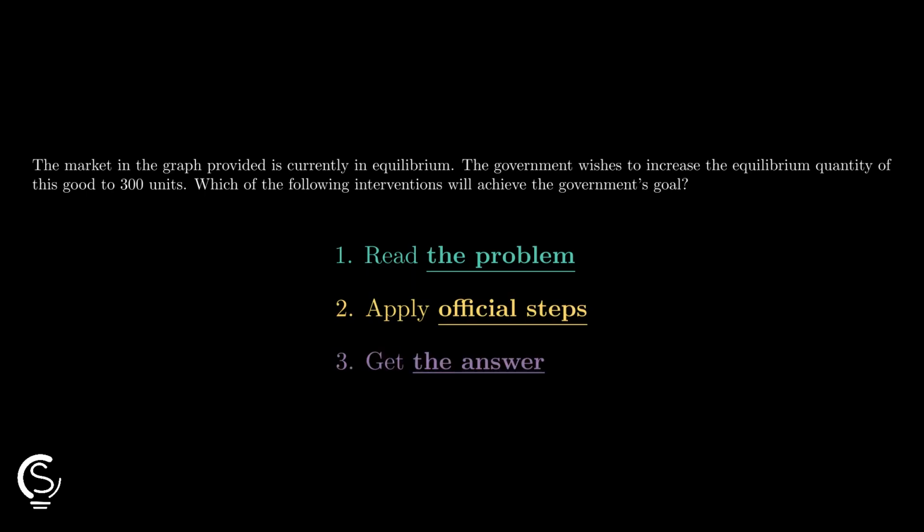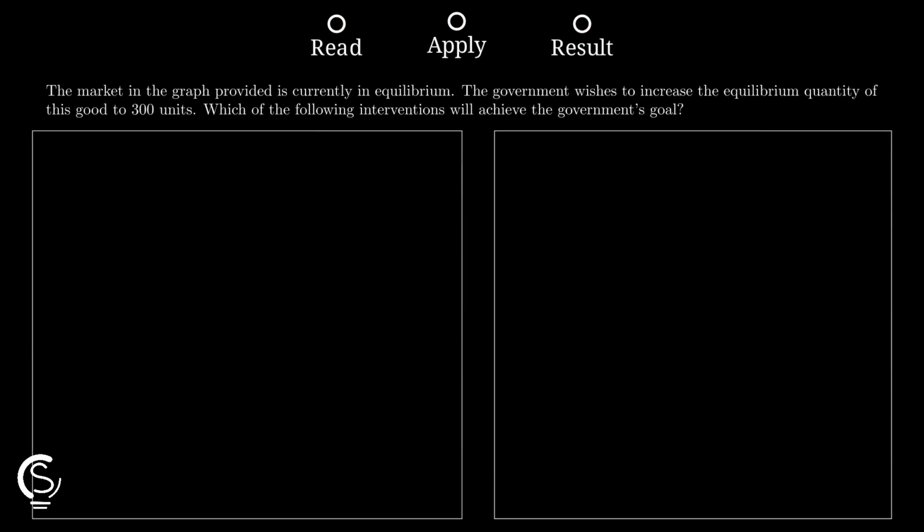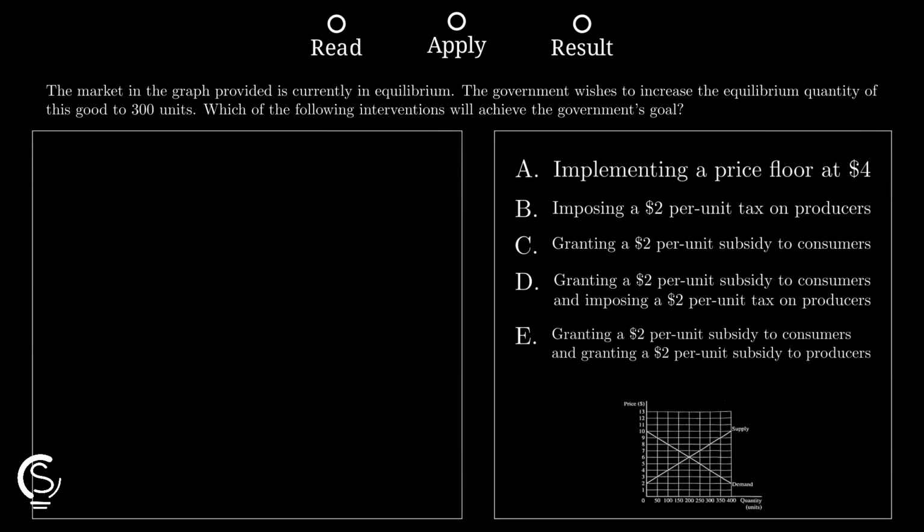Equilibrium questions get easy fast when you track how each policy shifts incentives, then check which intervention actually pushes the market quantity up to 300. Start at the government's target, quantity 300, and compare the market forces there. We need an intervention that makes buyers want more and sellers provide more at that quantity.